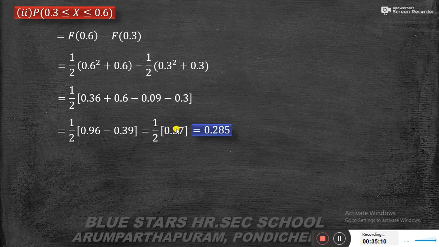Dividing 0.57 by 2, the answer is 0.285. This is the answer for the probability of 0.3 less than or equal to x less than or equal to 0.6, equal to 0.285.